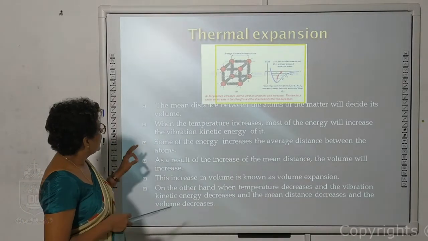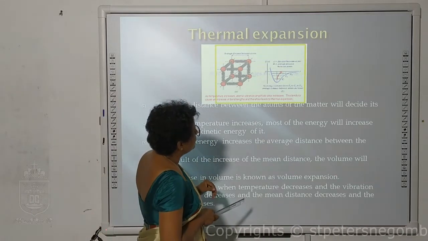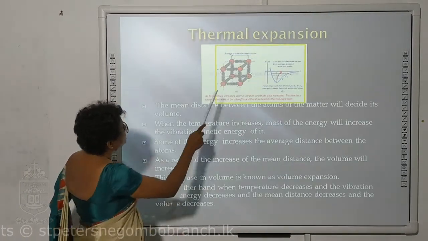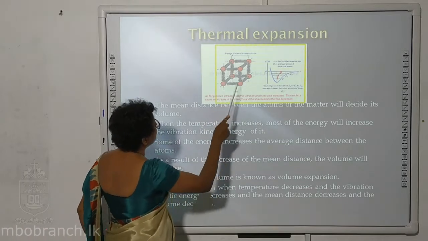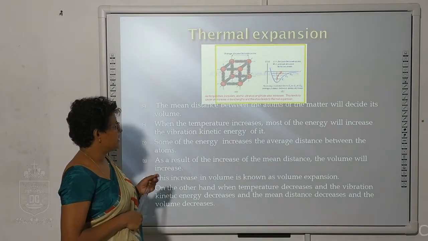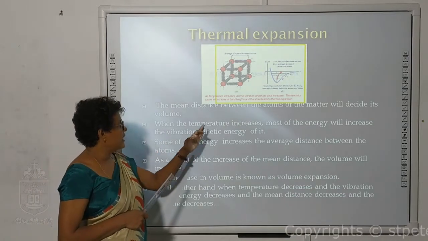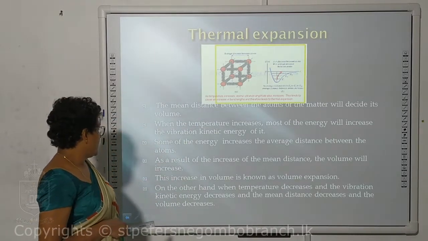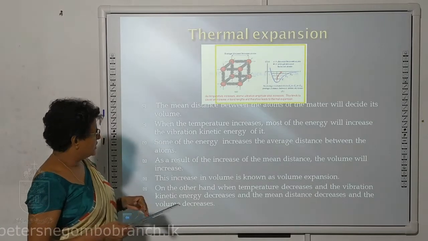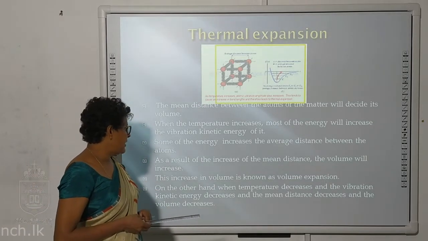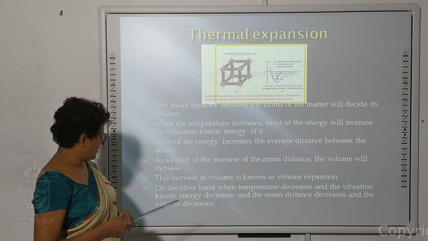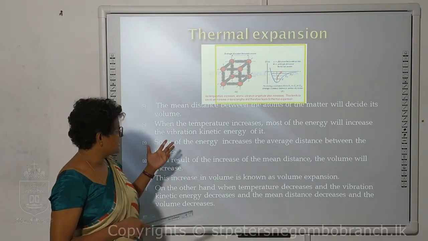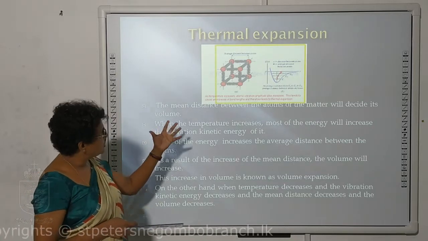In thermal expansion, the mean distance between the atoms of the matter decides the volume. Here you can see the mean distance of the atoms. When the temperature increases, most of the energy increases the vibrational kinetic energy. Some of the energy increases the average distance between the atoms. As a result of the increase of the mean distance, the volume will increase. This increase in volume is known as volume expansion. On the other hand, when the temperature decreases, the vibrational kinetic energy decreases, the mean distance decreases and the volume also decreases.